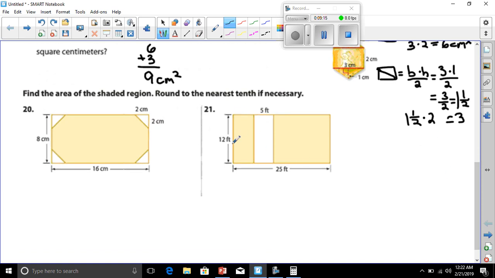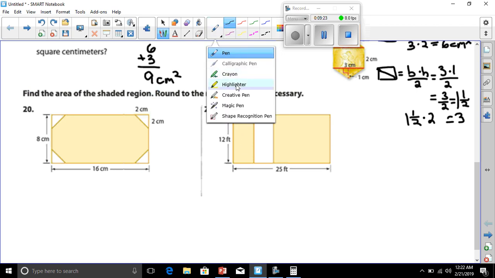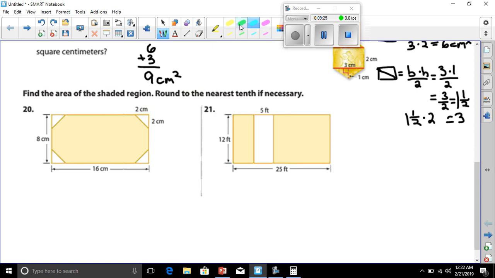21 is fairly easy. We've got a big rectangle here, and they're saying find the area of the shaded region. So we're only trying to find the area of the shaded part. If I was to highlight the shaded part, we'd see it was here, and we'd see it was here. So let's work it out.